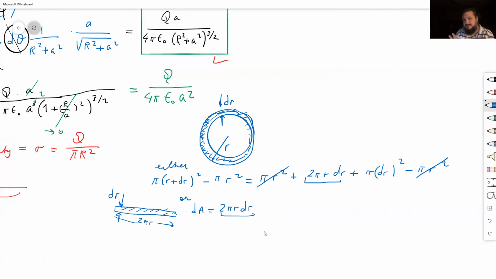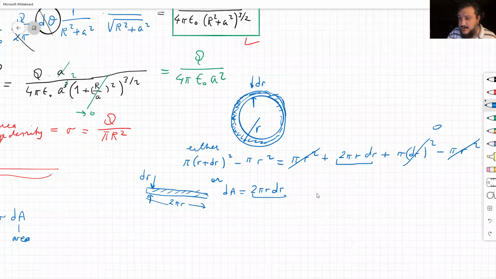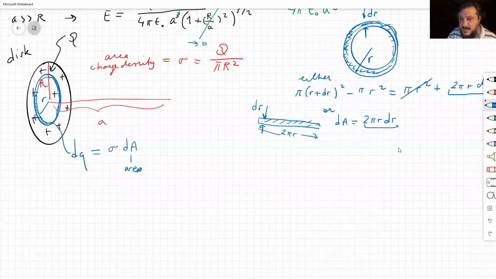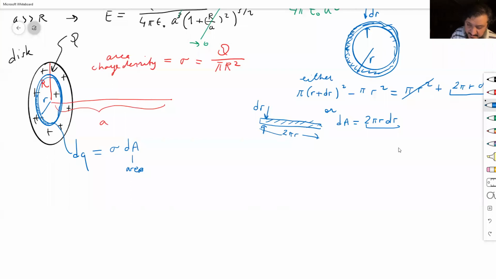It looks like we got two different results, but no. dr is already very small, infinitesimal, okay? There's nothing smaller than that. So dr squared we can ignore. If dr is so small, dr squared is so small, so ignore it. So the answer is 2 pi r dr. No matter how you look at it, you get 2 pi r dr. That's your area.